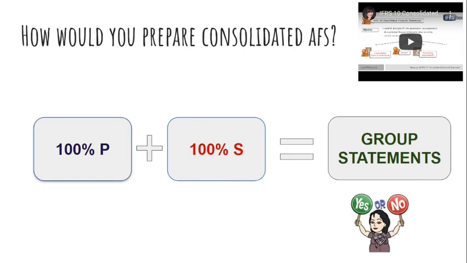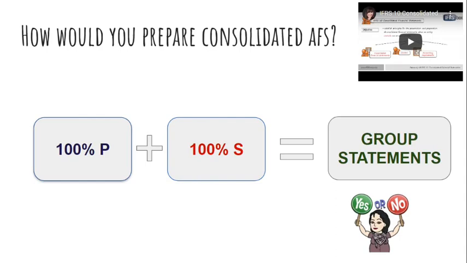Do we stop there? Would we take a line item, for instance, property, plant and equipment, and we take 100% of the property, plant and equipment of the parent, we add to that 100% of the property, plant and equipment of the subsidiary, and we add the two amounts together and we say, there we go, there's my group financial statements. Why can I add 100%? Can I add 100%? Let's think about it.